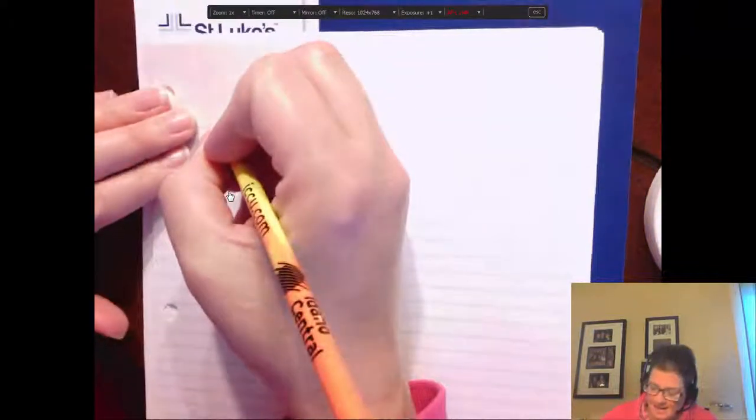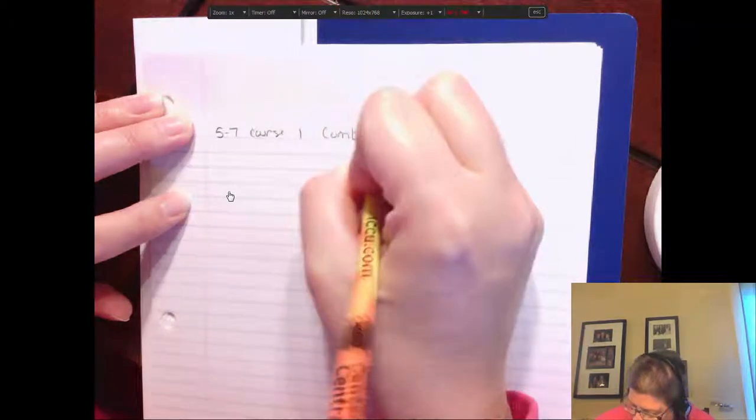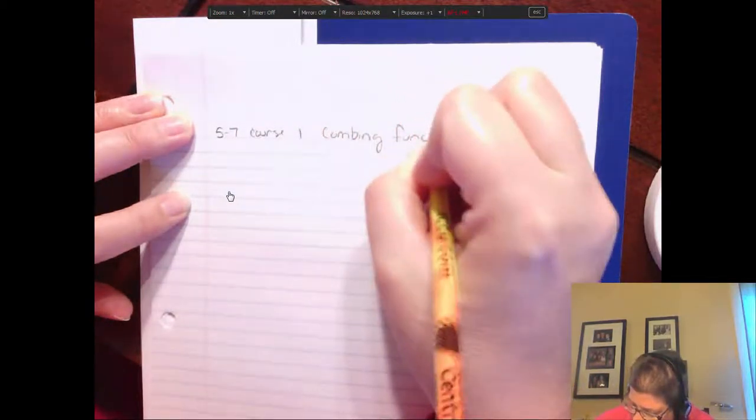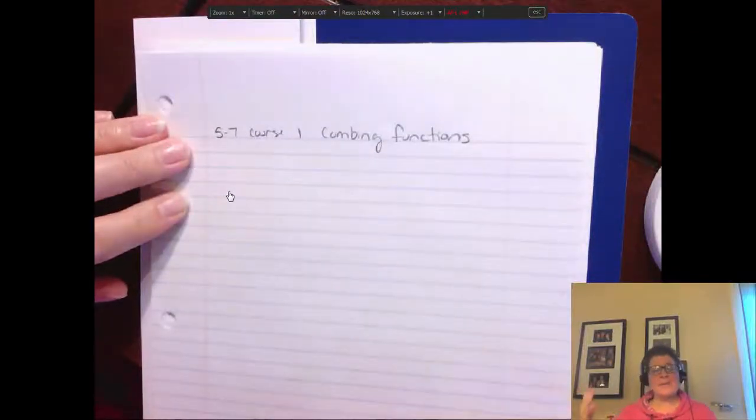So this video is going to cover section 5.7 in Integrated Course 1, or the idea of it is combining functions. So this is 5.7 in Course 1, and it's combining functions. So this is kind of an important thing. It really uses a lot of the things we've already learned in a different notation, in that function notation.